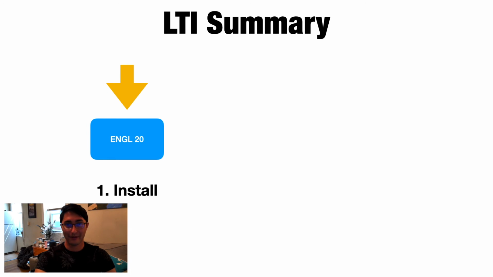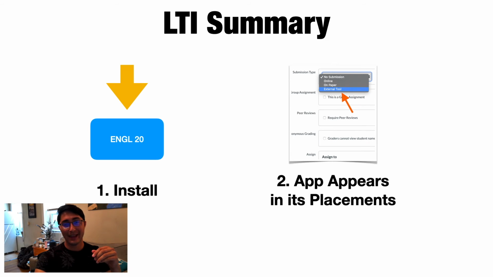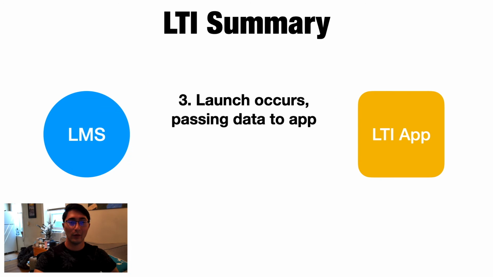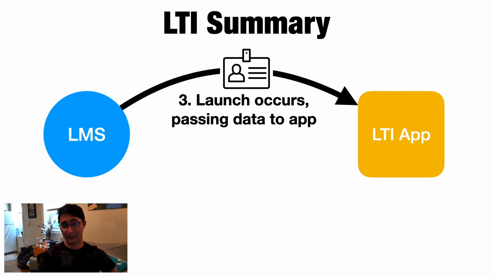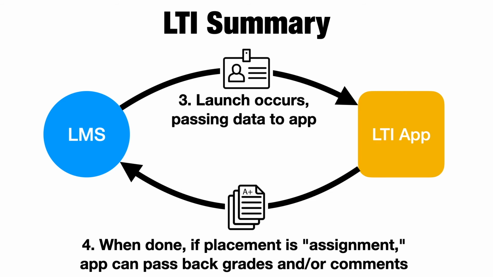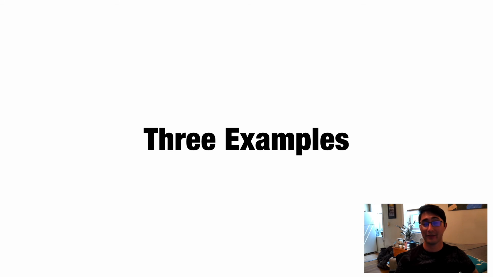So let's do a recap. We start by installing an LTI into a course or an account. And then the app will show up in its placements. When a user clicks the app, the launch occurs, passing data to the app. And then when the user's done, the app will send the user back to Canvas with extra information. And this is specifically for assignment placement apps that pass back grades and comments. And that's it. Okay, so let's put all of this together in 3 different examples.